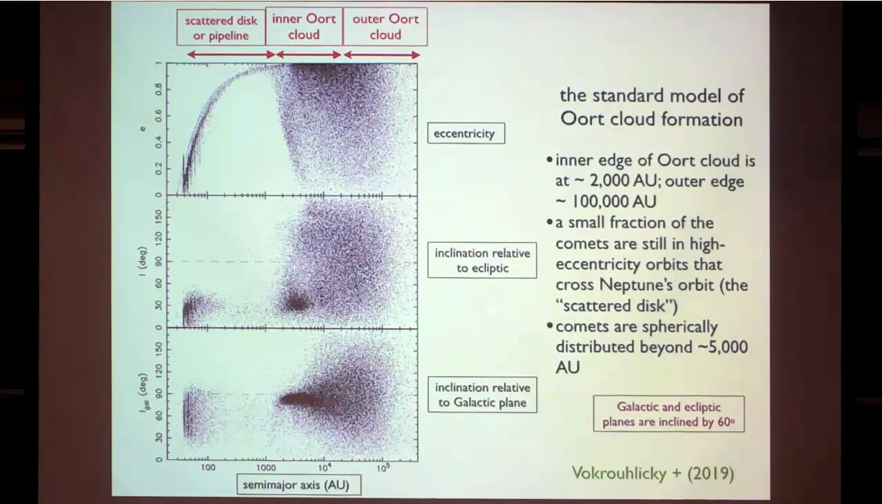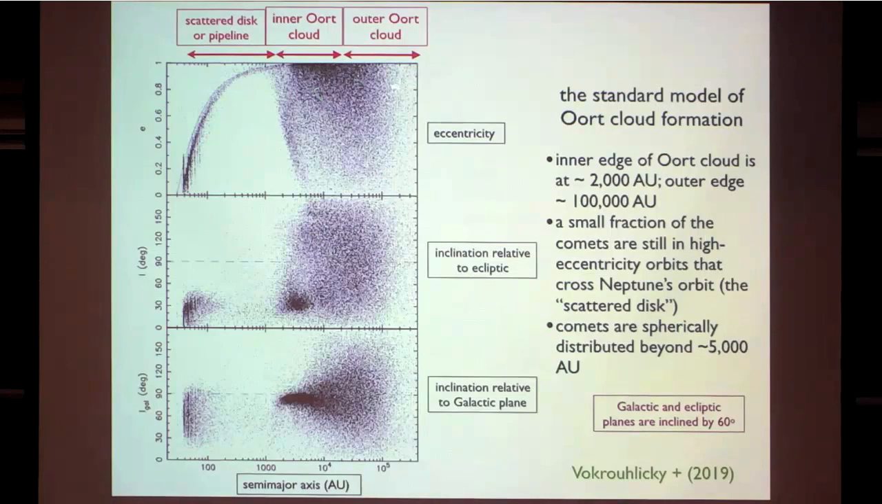How do you model the eccentricity excitation? You put down a set of the 4 giant planets. You calculate the orbits. This is a plot of the inclinations relative to the ecliptic. You can see that in the pipeline or the scattered disk, the inclinations stay relatively low, and then once the external perturbations become strong enough, you build up a more or less isotropic distribution of inclinations.